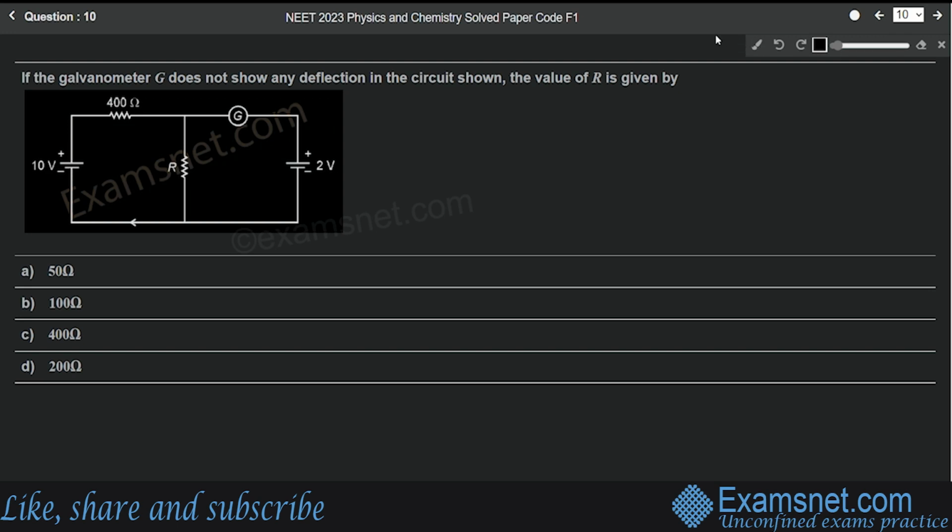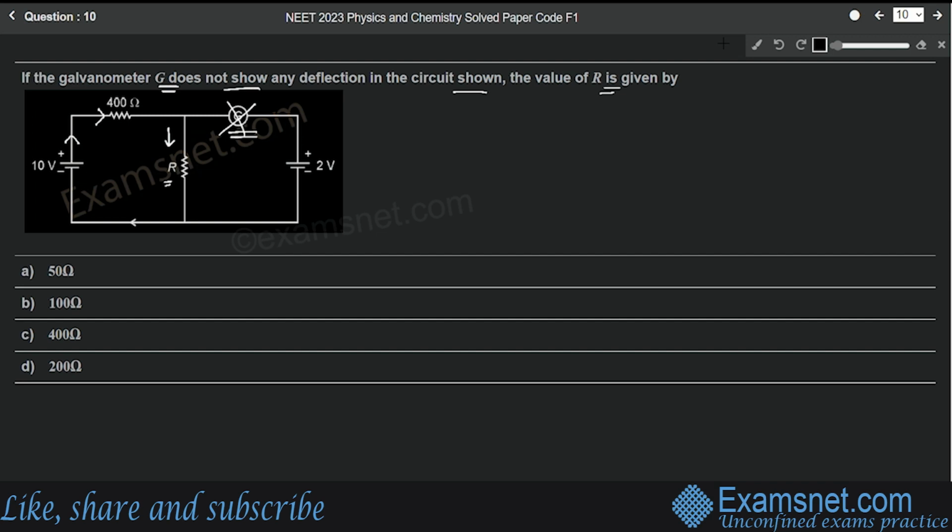Question number 10 is from the chapter Current Electricity, and the question is, if the galvanometer G does not show any deflection in the circuit shown, the value of R is given by. It is given that this galvanometer does not show any deflection. It means no current will flow through this galvanometer. So when the current starts moving from this 10-volt battery, it will move through this 400 ohm resistance, and then it will move downwards towards this unknown resistance R, because it does not move further towards the galvanometer.